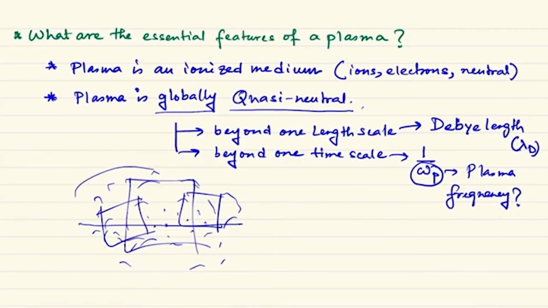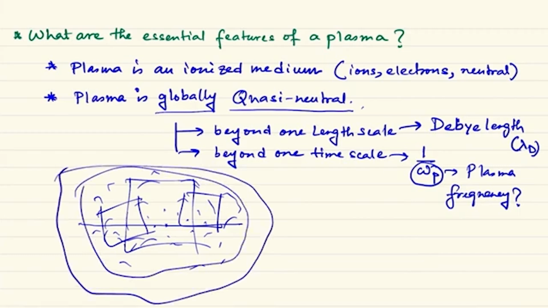But if you take a volume of the order of or larger than this scale, then you can simply expect that there will be a negligibly small charge density. And this length scale is known as the Debye length. Now, how is the Debye length conceptually introduced in another way?